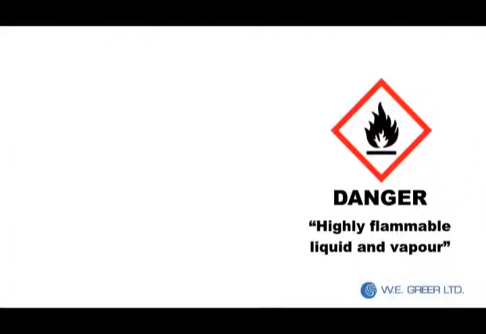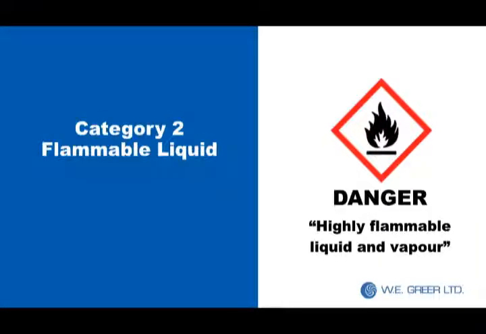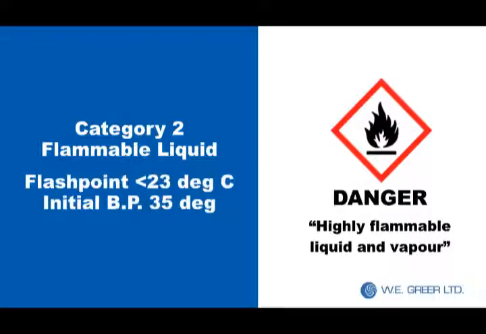Here is an example of what you might see on a product label. Here you see the flame symbol accompanied by a danger signal word and a highly flammable liquid and vapor hazard statement. This allows us to quickly communicate that the chemical is a Category 2 flammable liquid with a flash point of less than 23 degrees Celsius and an initial boiling point of 35 degrees or higher. You, of course, will not understand the label symbol and statements to this level of detail, but you can quickly deduce that the product is very dangerous and should be kept away from heat sources.